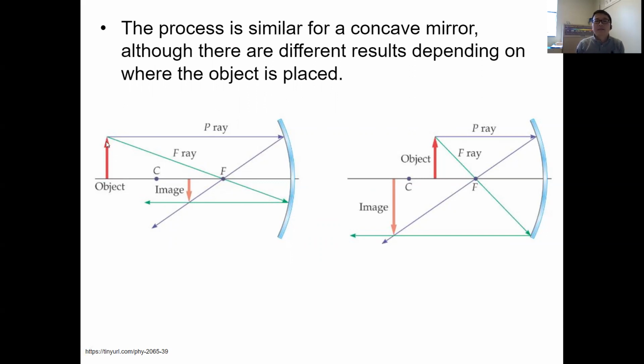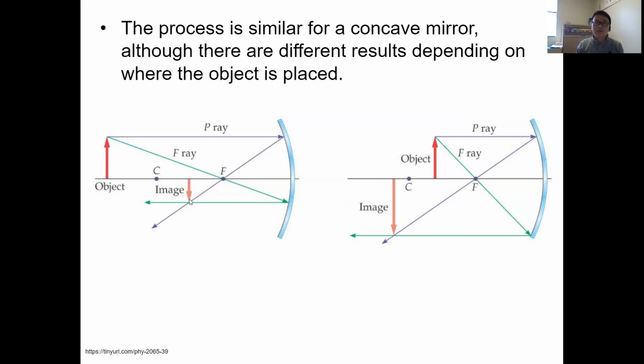If your object is beyond the center of curvature of the mirror, that means the object distance is greater than twice the focal length; this is one focal length, two focal lengths. So if you are there, let's use two of the three rays. The P ray, parallel to the axis, will go through the focal point. The second one, the F ray, goes through the focal point, so it gets reflected parallel to the axis. These two then intercept over here, so this is where your image is.